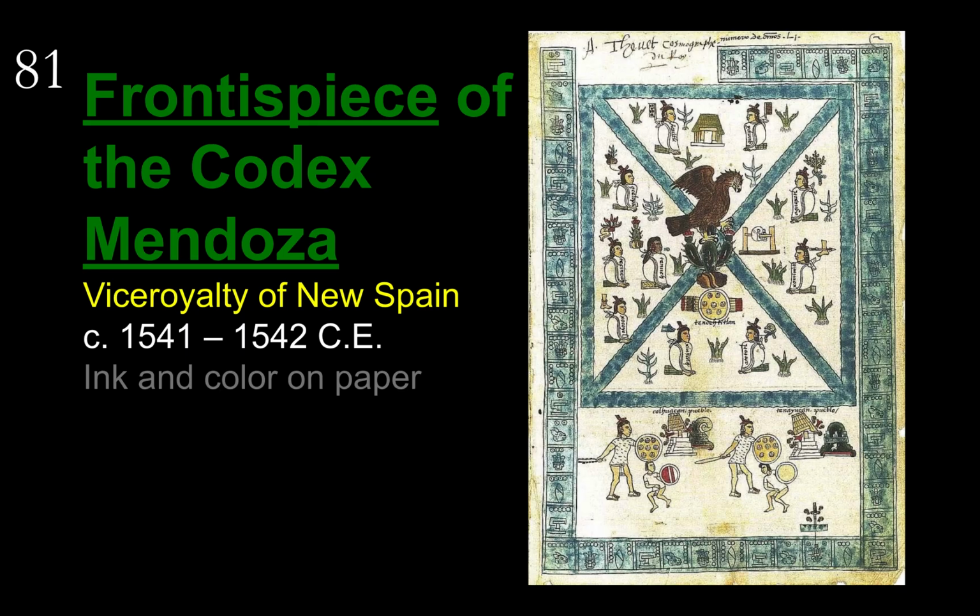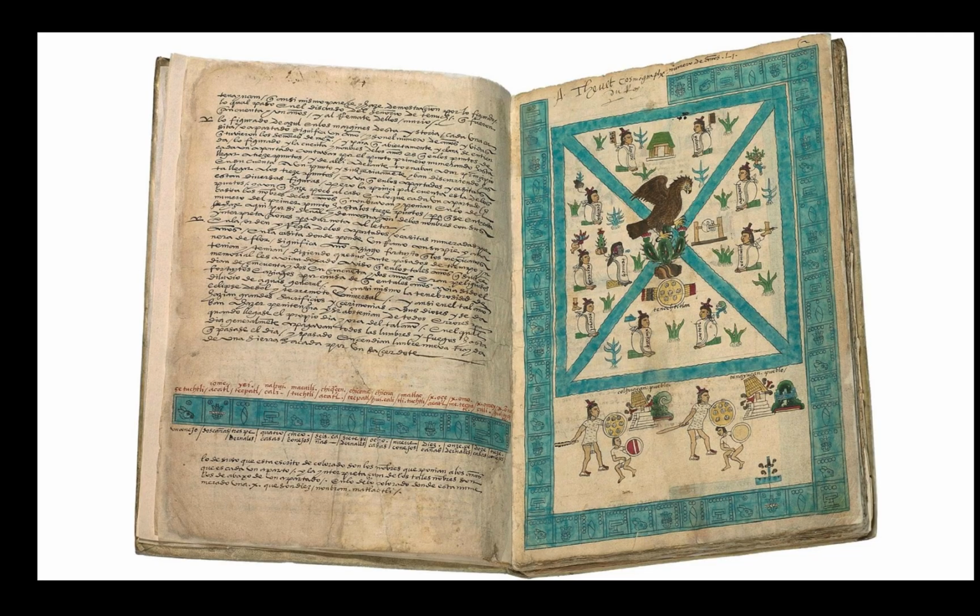So that brings us to this particular work, the frontispiece of the Codex Mendoza. It was made for and under the leadership, the patronization of the Viceroyalty of New Spain. That guy's name was Antonio de Mendoza, which is why this is called the Codex Mendoza. It is a book, and we just have one page, one folio from this very cool book.